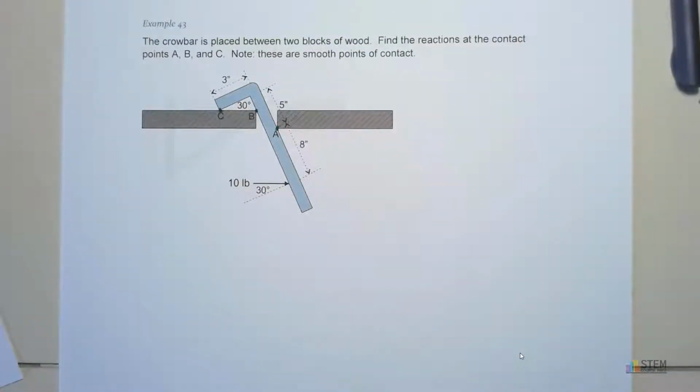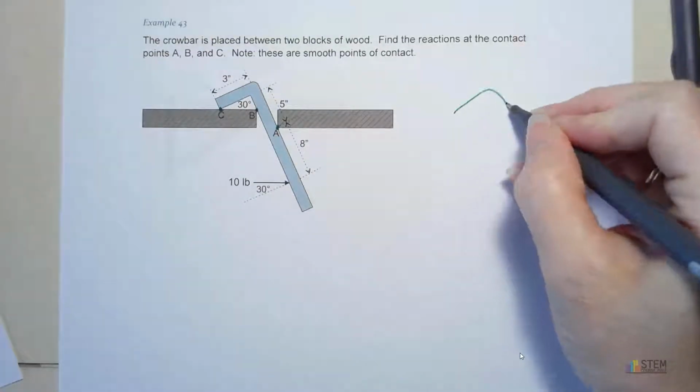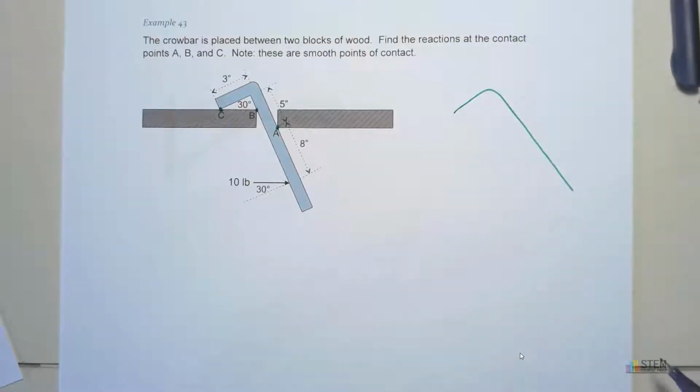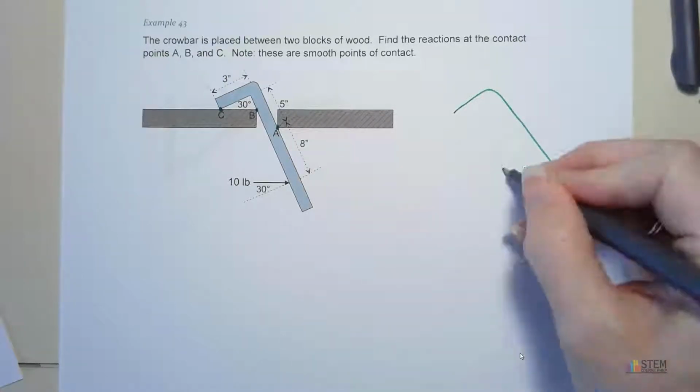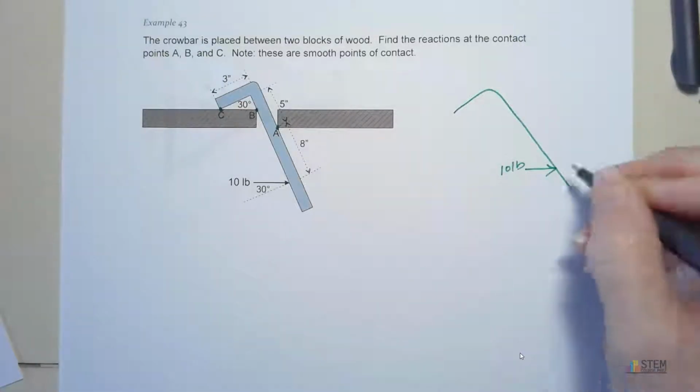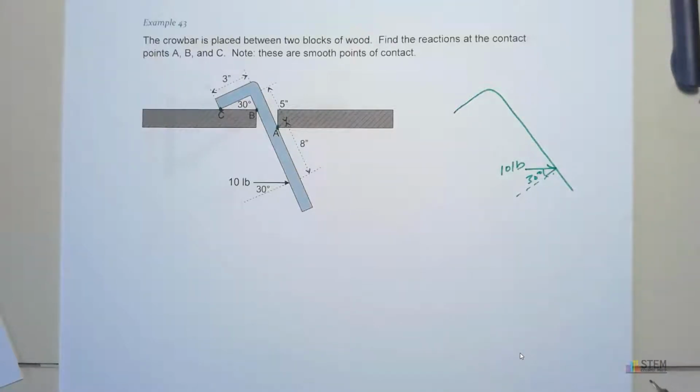Okay, so the first thing we need to do is draw the free body diagram. That's always going to be your first step. Even if you don't want to do it, still got to do it. So let's draw the crowbar because that has all of the forces acting on it. Let's start out with this 10-pound force, right here, at an angle of 30 degrees.